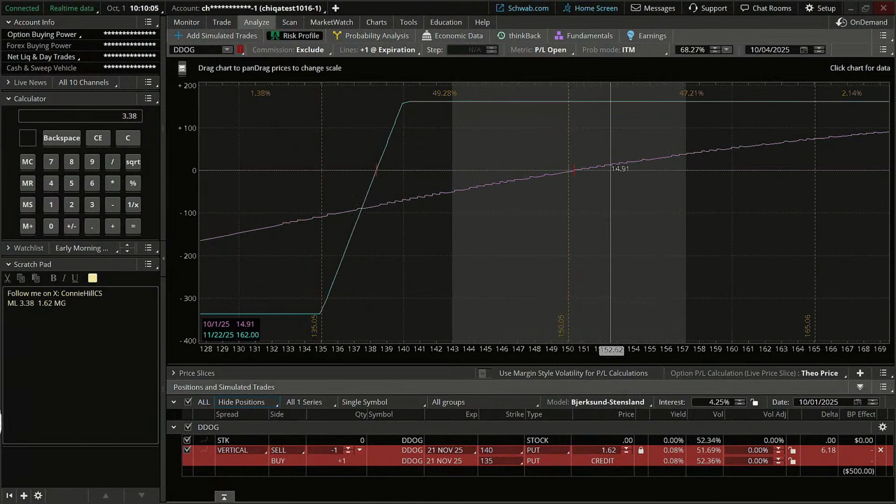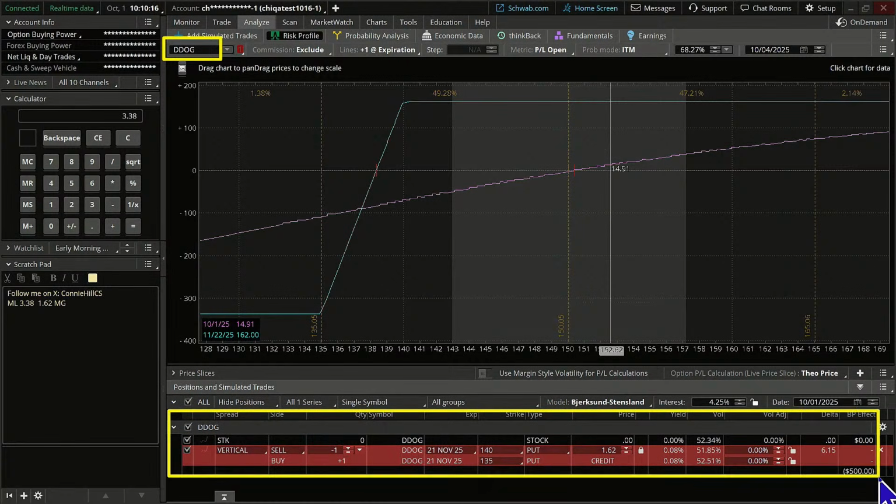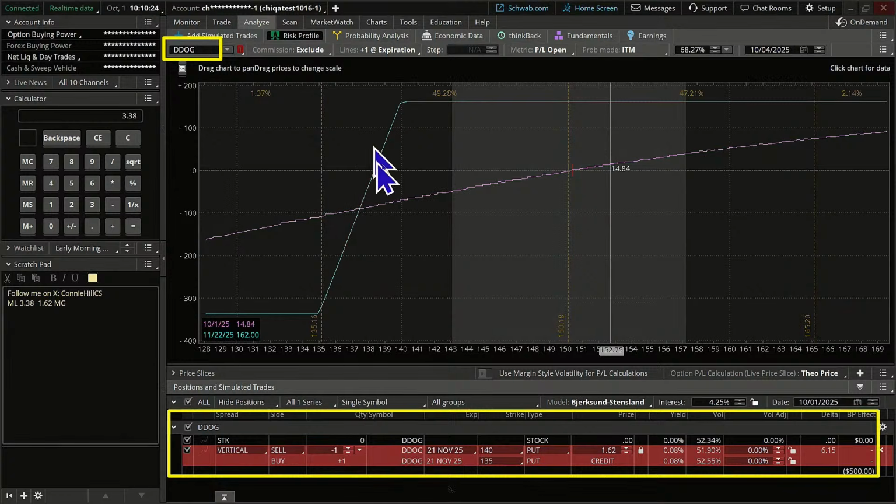So let's start out here. We've got our ticker symbol in that upper left-hand corner, and then the trade, we just kind of talked about it. It's represented down here at the bottom of the screen. We can see our $1.62 credit here. Now we've got some interesting lines. We have a blue line and we have this pinky purple line.